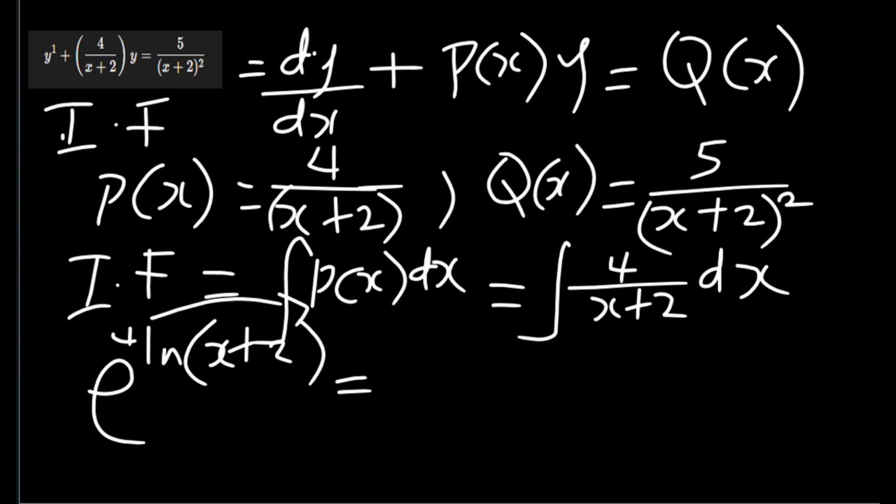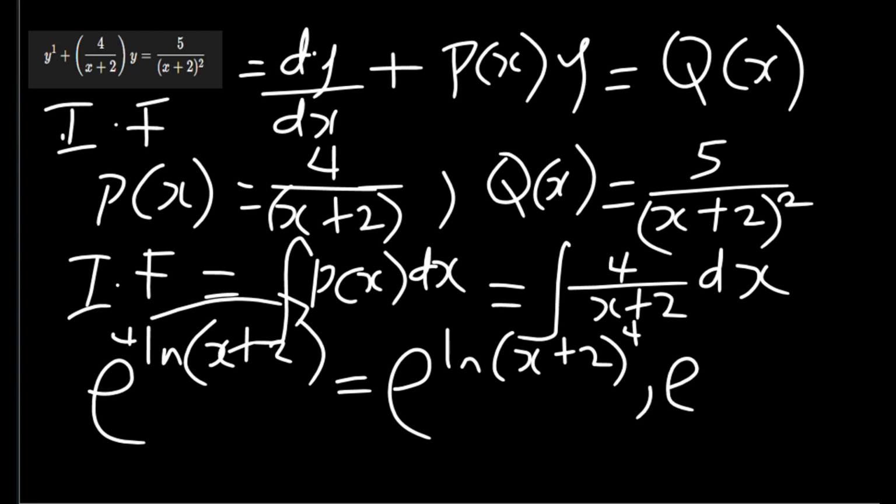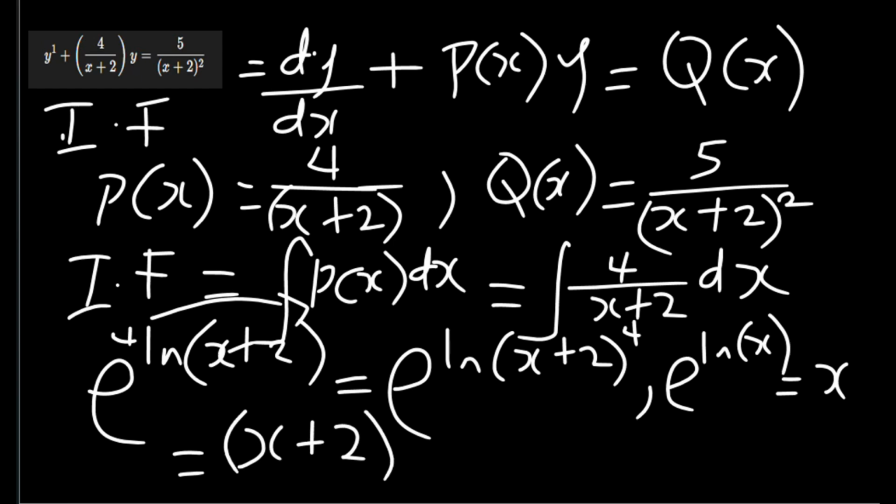Then we send the 4 to the power of the bracket so that e and ln can be in direct contact. When we simplify that, it makes whatever is in the exponent stand alone. So let me write this: if you have e to the ln of x, you are going to get x. Applying this to the question means we are going to get x plus 2 to the power 4. So this becomes our integrating factor.